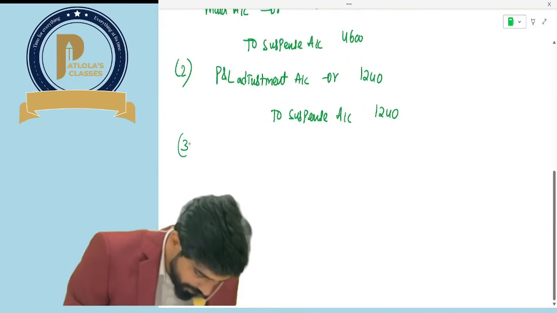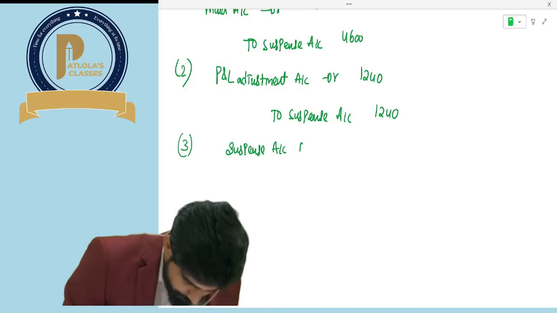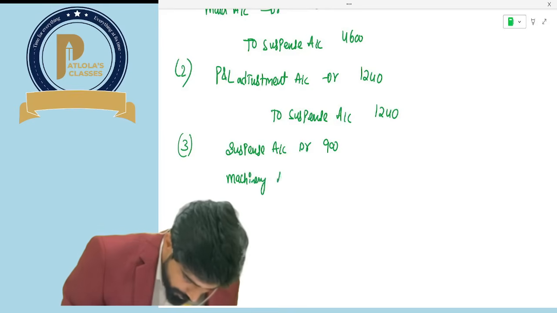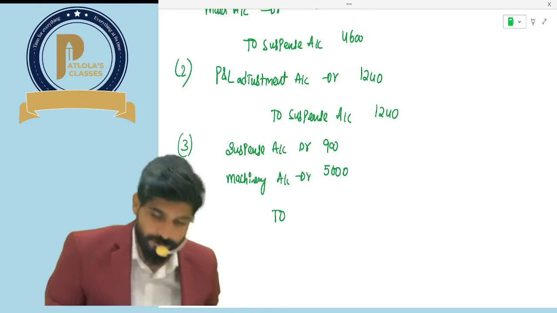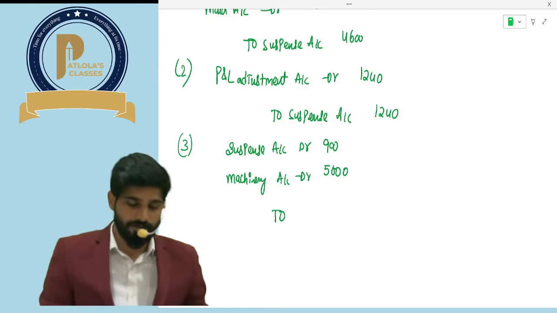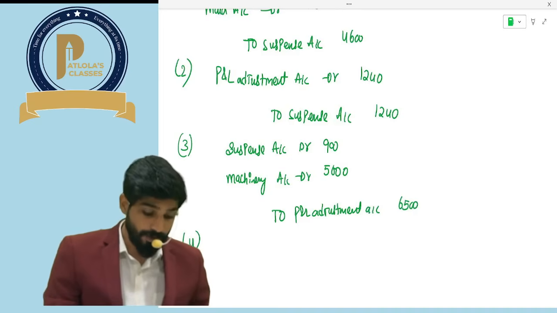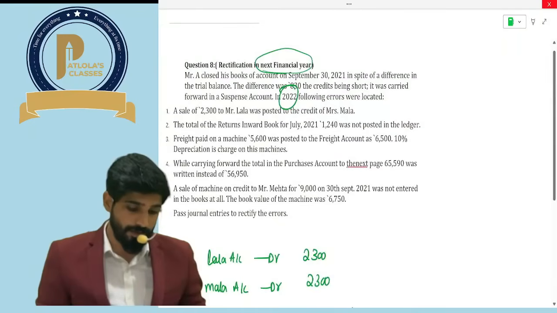So the rectification entry will be suspense should be cancelled 900. Machinery account should be debited 5600, and freight account which was by mistake debited should be cancelled by crediting, but we are not going to use the word freight, we are going to use the word P&L adjustment account. How much will be P&L adjustment account? 6500. Wonderful.